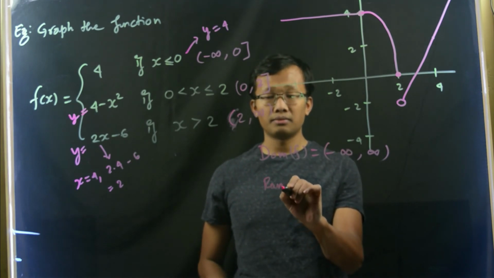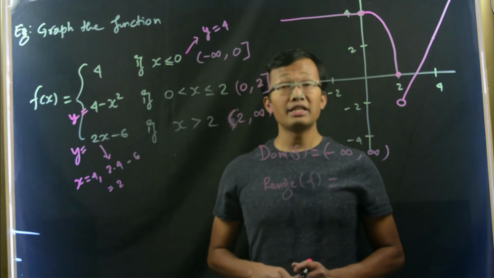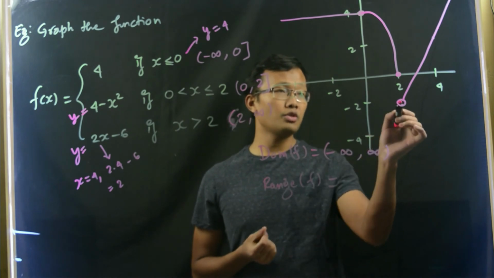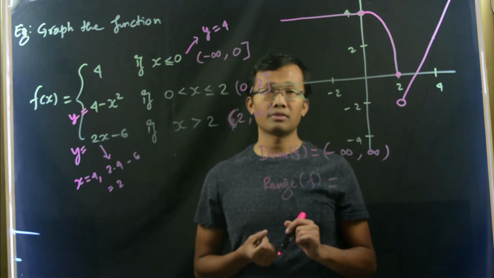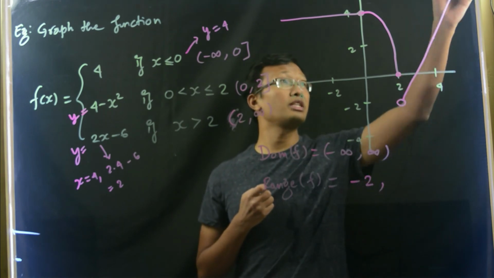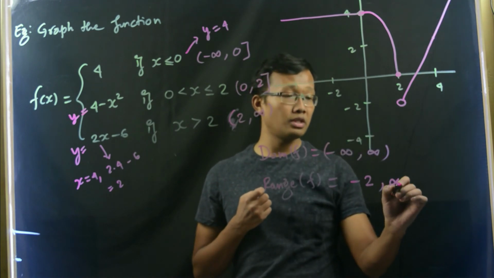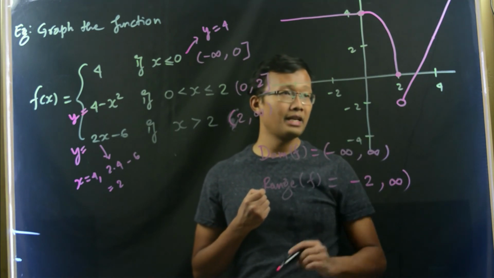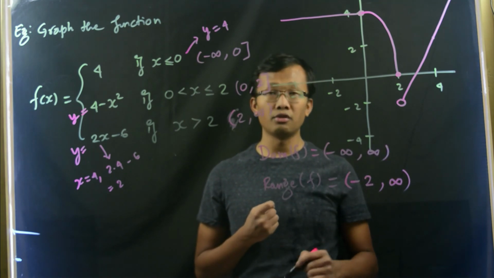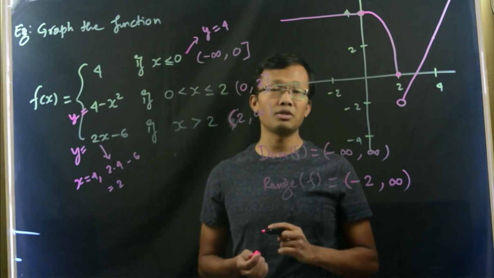And what is the range? For the range of f, let us look at the lowest point and highest point of this graph. The lowest point on the vertical axis is negative 2, and the highest point, this keeps on increasing, so the highest point is infinity. Since negative 2 is not included, we go for the open interval negative 2 up to infinity. So that's the domain and range of the piecewise defined function.